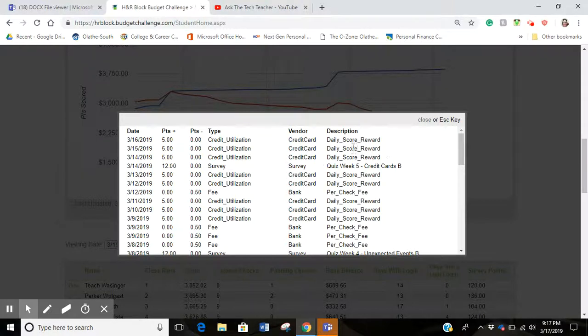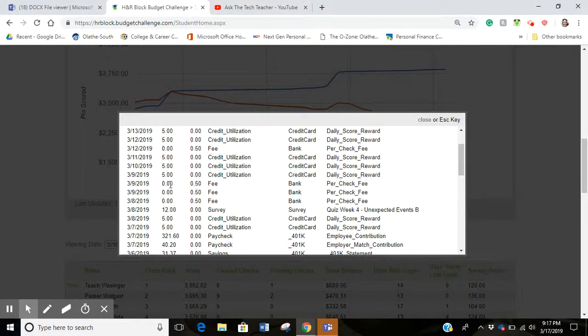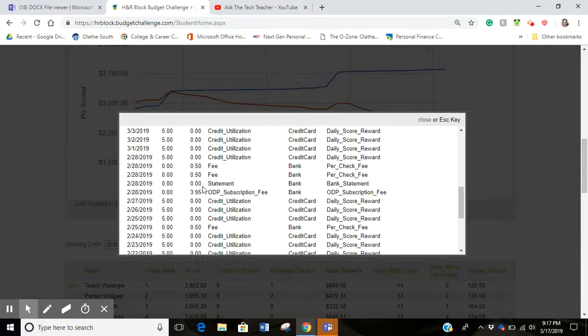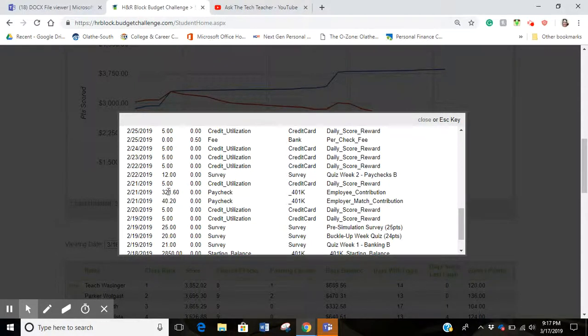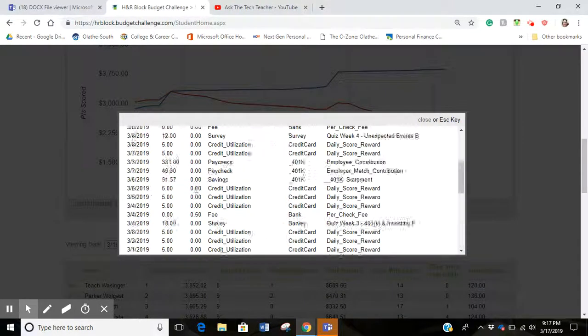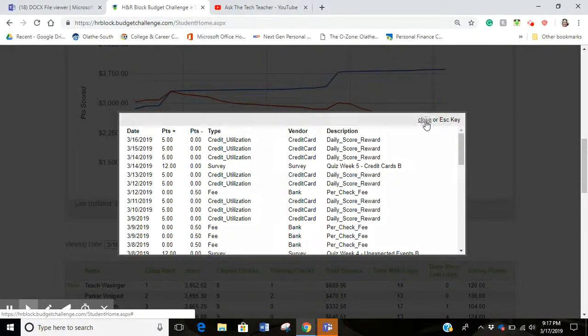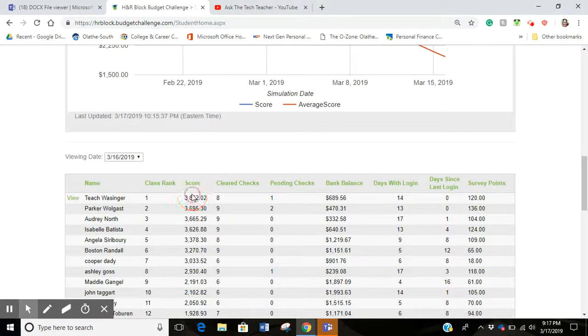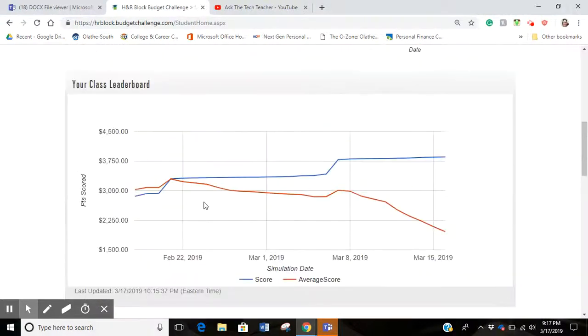So every day I've been earning five points, because my credit card balance is below 500. I also earned 12 points for the survey, and I've earned points here for my credit card balance. Now, I have option two in the bank, so every time I write a check, here's a fee. So those would be penalty points that are affecting my 401k. Here's my overdraft protection fee because I use that option. And you can see here's points. I earned a lot here. So my 401k, 321 points from contributing to my 401k. That's how you're going to answer the questions in the spreadsheet. You can see my score is here. This determines how well you're doing, and you want this to be as high as possible.